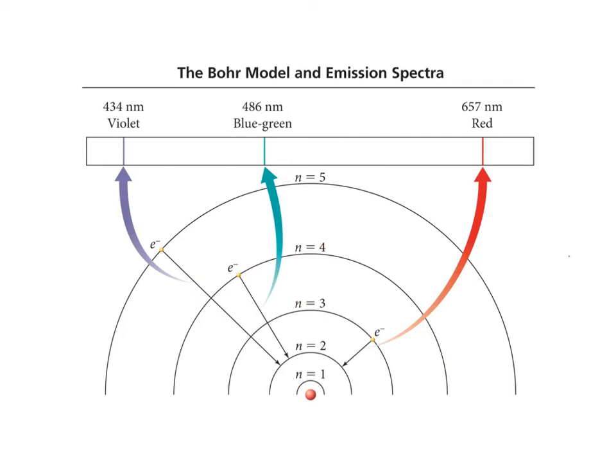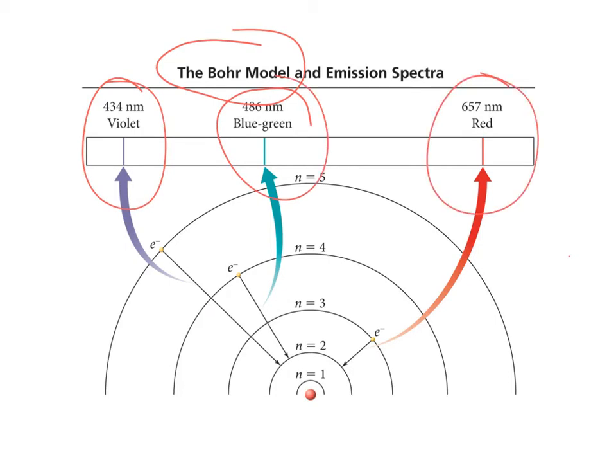So we also started to look at the emission spectra and recognize that this pattern for the emission spectra, and this is now the Bohr model, which is the model for the hydrogen atom, corresponded to these different wavelengths of light. Individual wavelengths, that was crucial.